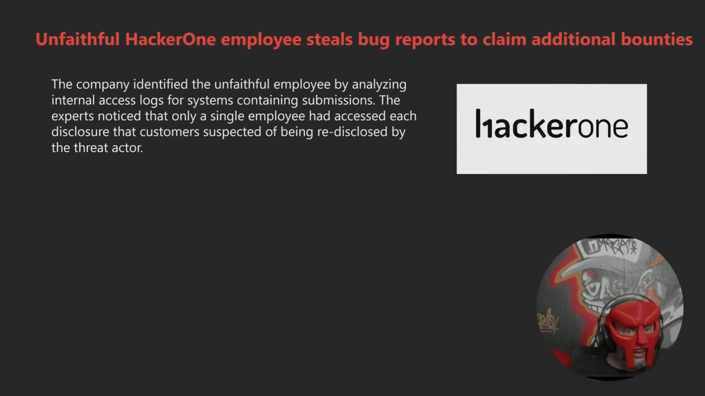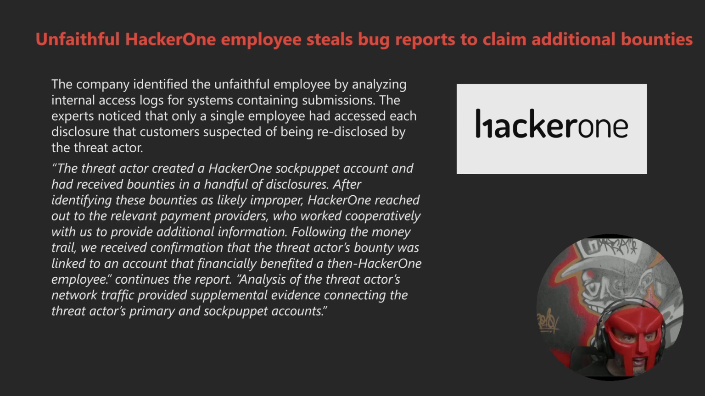The company identified the unfaithful employee by analyzing internal access logs for systems containing submissions. The experts noticed that only a single employee had access to each disclosure that customers suspected of being re-disclosed by the threat actor. The threat actor created a HackerOne sock puppet account and had received bounties in a handful of disclosures. After identifying these bounties as likely improper, HackerOne reached out to the relevant payment providers who worked cooperatively with us to provide additional information. Following the money trail, we received confirmation that the threat actor's bounty was linked to an account that financially benefited a then-HackerOne employee.